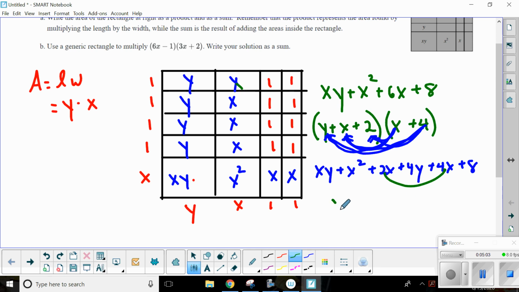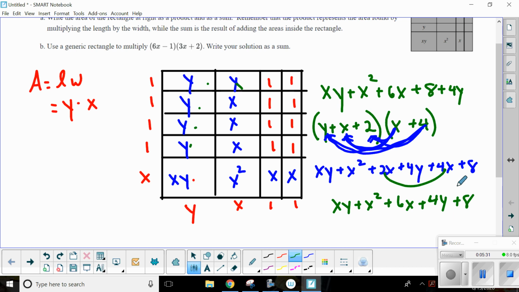So that turns into xy plus x squared plus 6x plus 4y. I forgot the 4y up here. I apologize. I got 4 y's. 1, 2, 3, 4. 4 y's up here. Plus 4y plus 8. I hope you see where that 4y came from. I'm sorry. I forgot to add in those 4 y's.